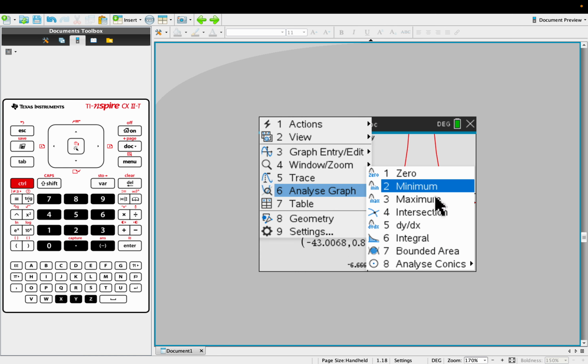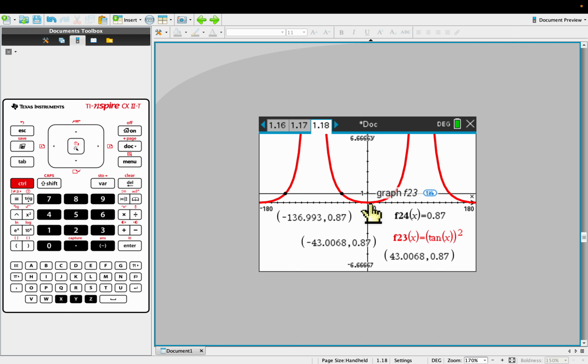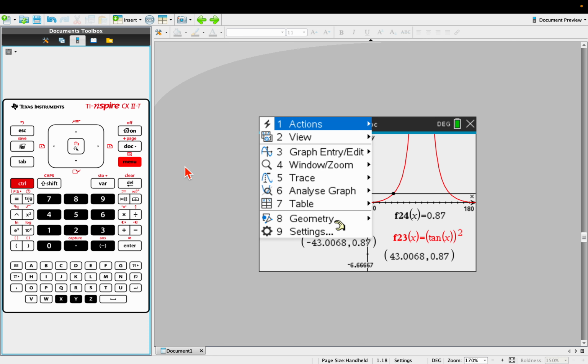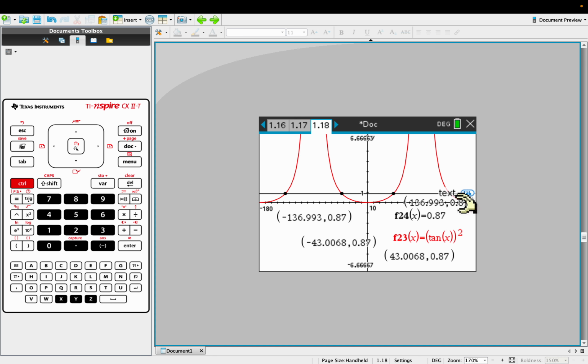Menu, analyze graph, intersection. You're probably going to guess, yeah, it's symmetrical, right? This technically is an even function because if I put in an x value or a negative x value, I get the same height. So tan squared of x equals tan squared of negative x. So we call it an even function because you can see that line of symmetry down the y-axis. So can you guess what the final solution is? Yeah, the final solution is 137 as well. Okay, so I hope that helps. You can graph anything, graph the left, graph the right, off you go.